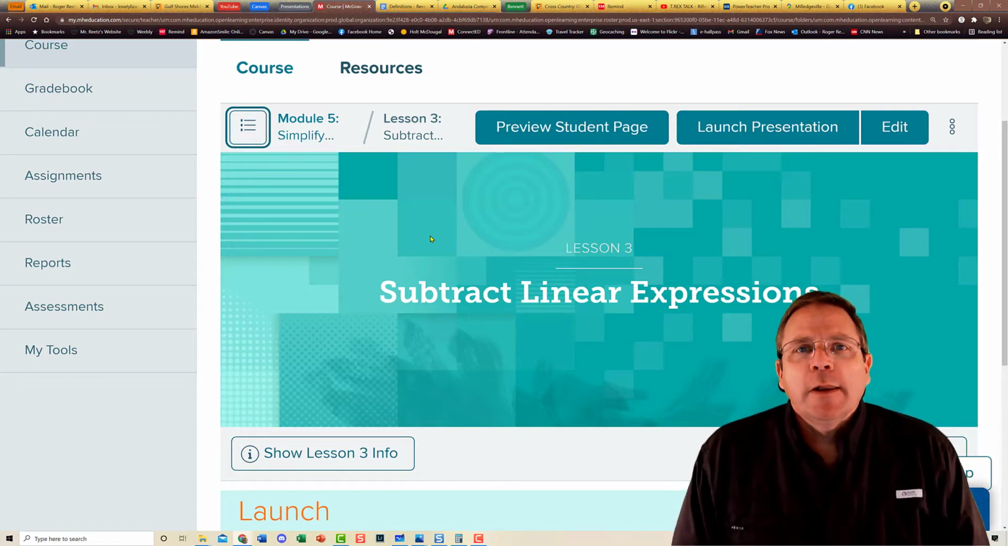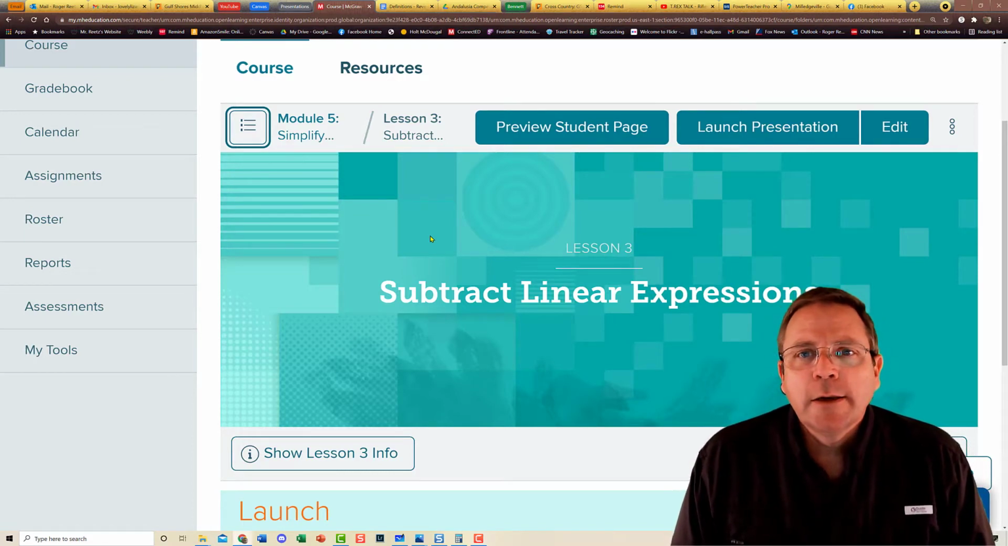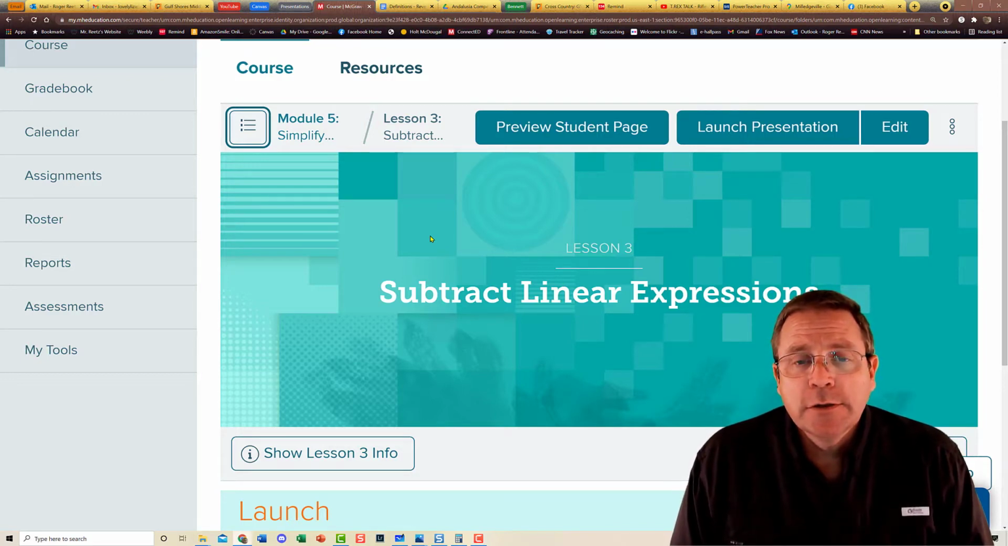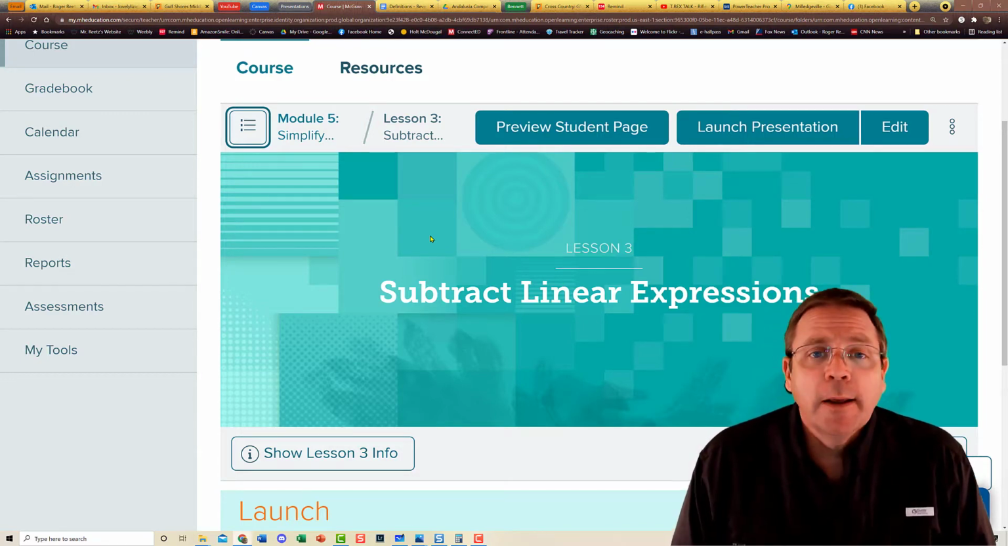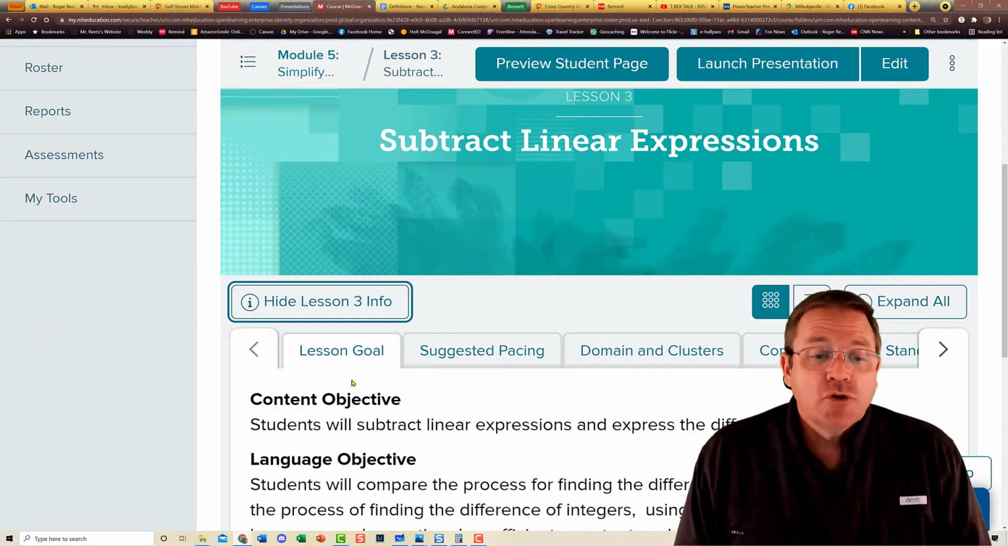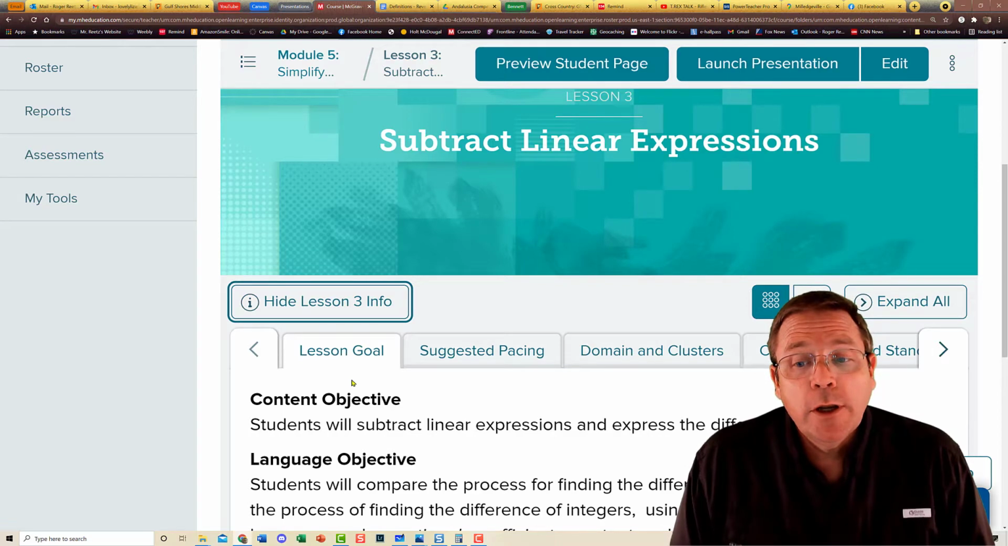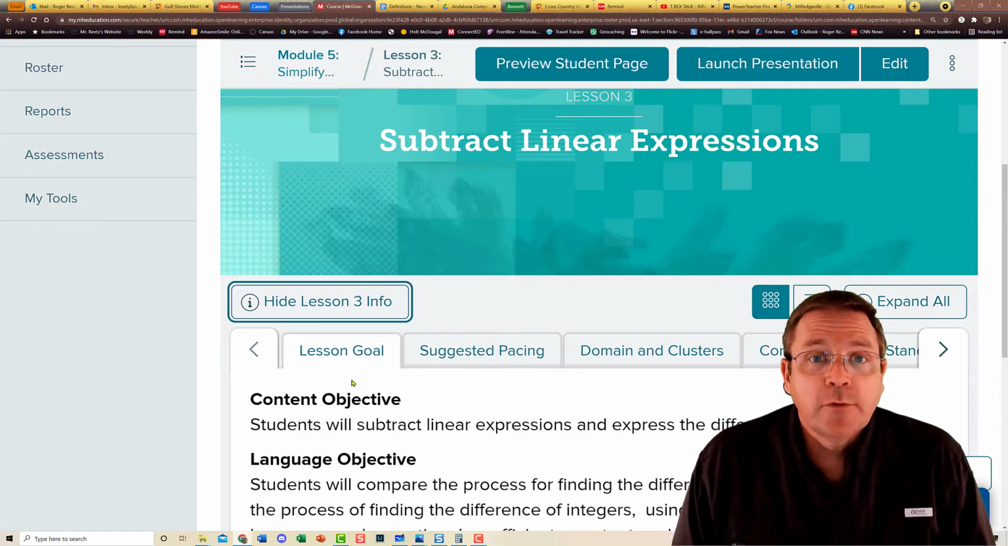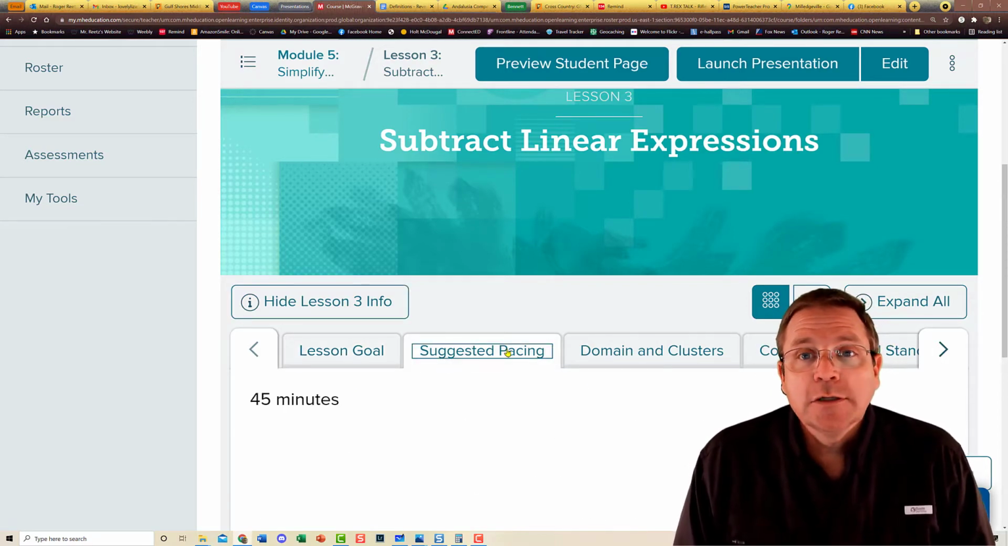Module 5, Lesson 3 deals with subtracting linear equations. If you could do the adding linear equations we did in Lesson 2, you should then be able to subtract linear equations as well. Our content objective is students will subtract linear equations and express their difference in simplest form, and it suggests that we're going to knock this puppy out in a single day, so let's see if we can do it in a single video.